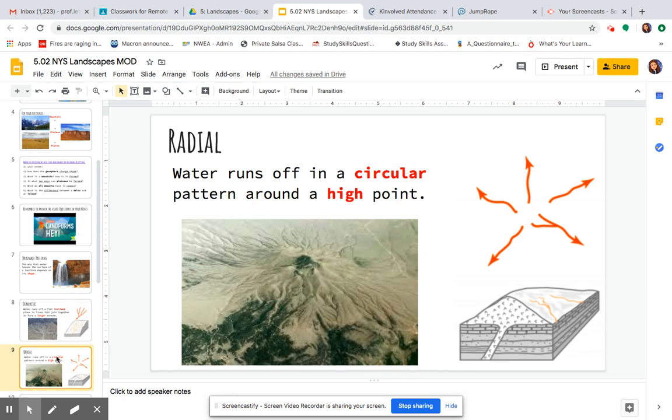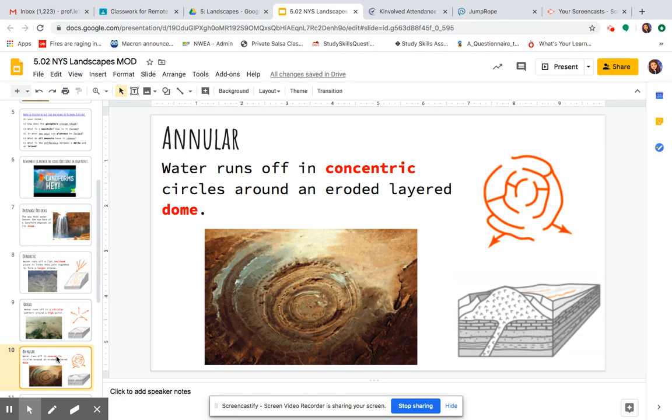Okay, on to our third drainage pattern, which is an annular drainage pattern. So the water runs off in concentric circles shown here around an eroded layer dome. If we see here, the water seems to drain in a circular pattern around a dome.